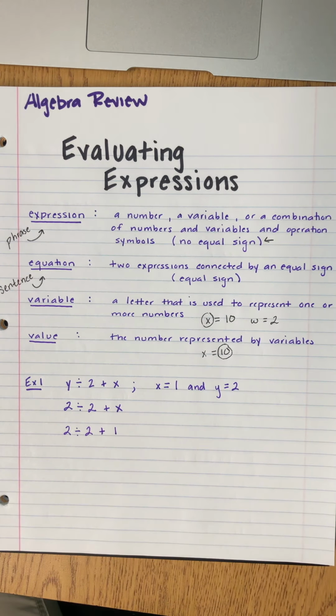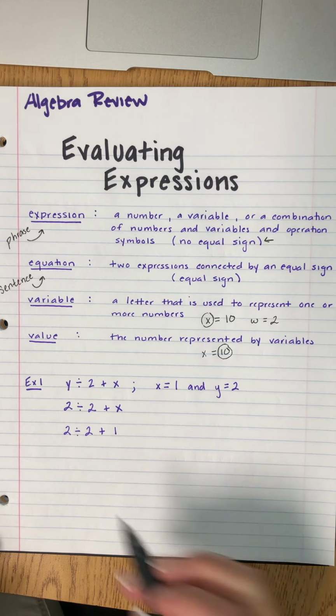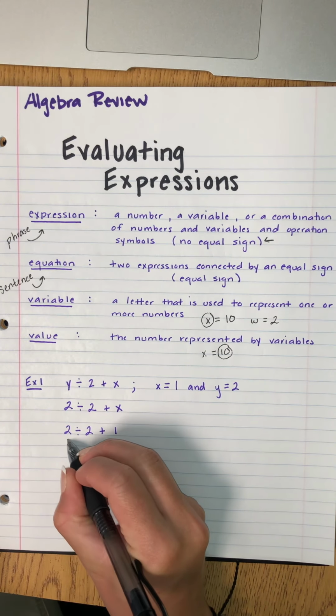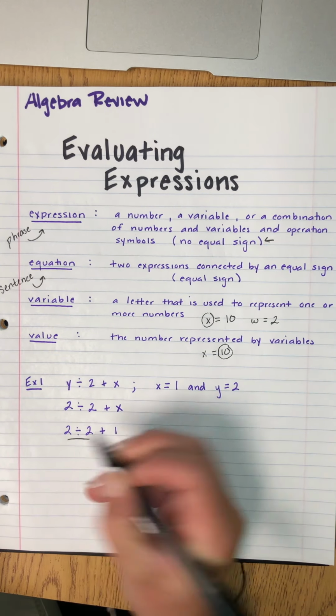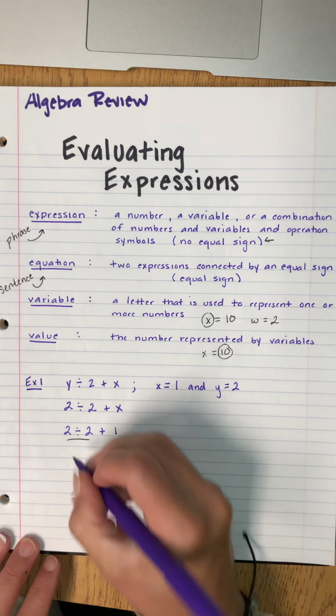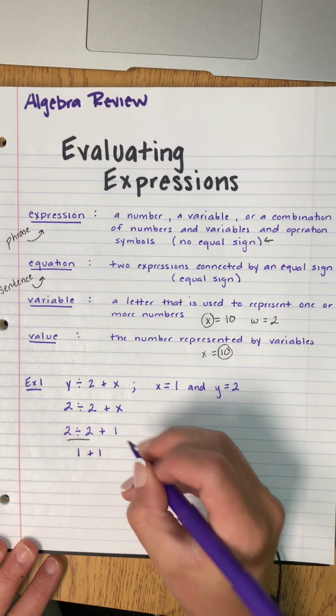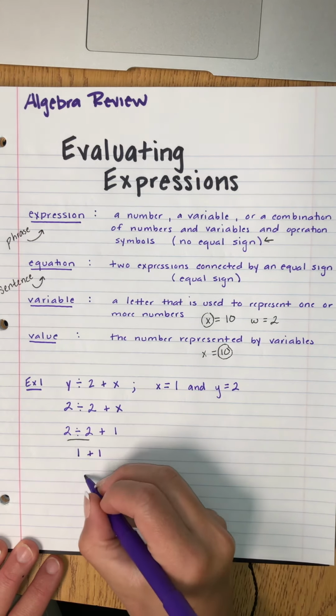And now we have a basic order of operations expression where we can just solve it. So using our order of operations rules, 2 divided by 2, division comes first. We're going to underline this. So 2 divided by 2 is 1. 1 plus 1, bring that down. Your answer is 2.